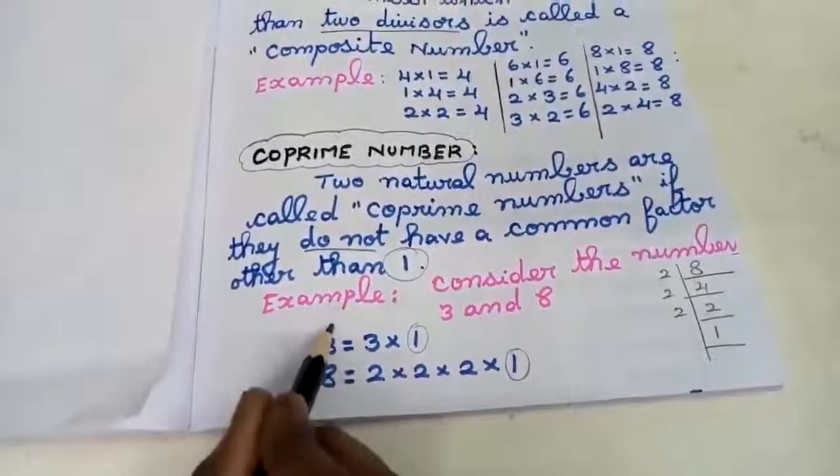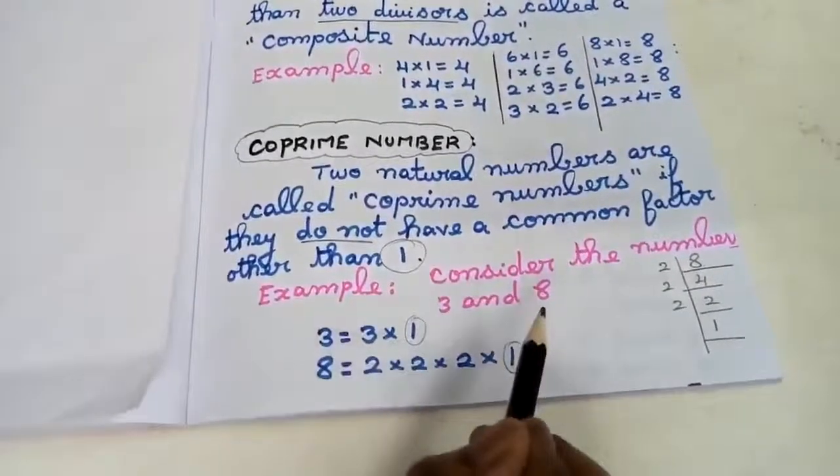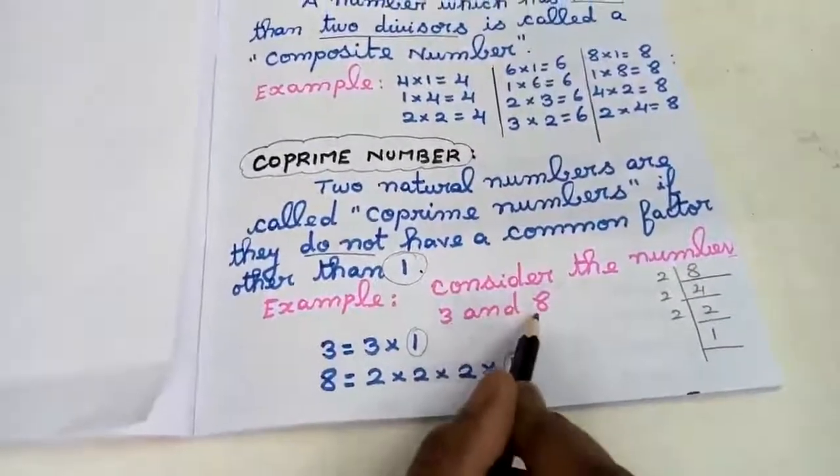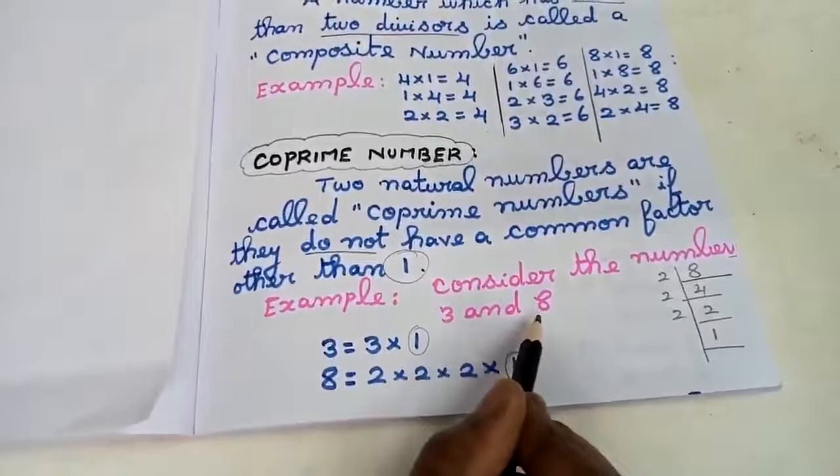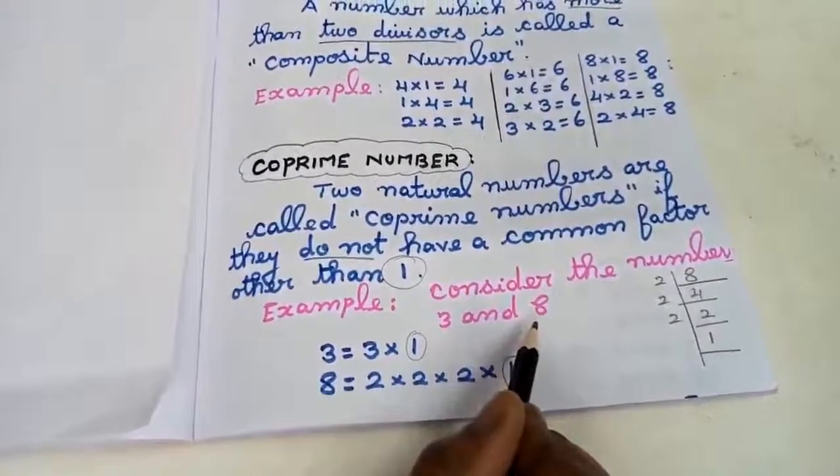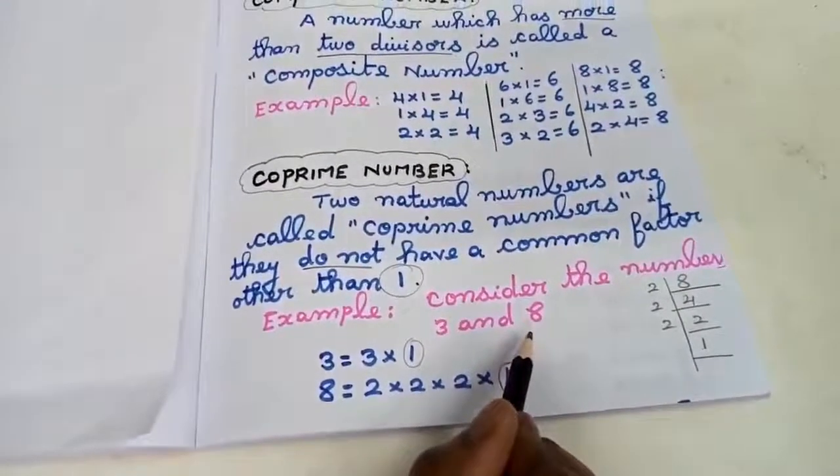For example, I am going to take 2 natural numbers, 3 and 8. And why they are telling it as natural numbers means you have to take only positive values. That is the meaning of natural numbers, starting from 1.